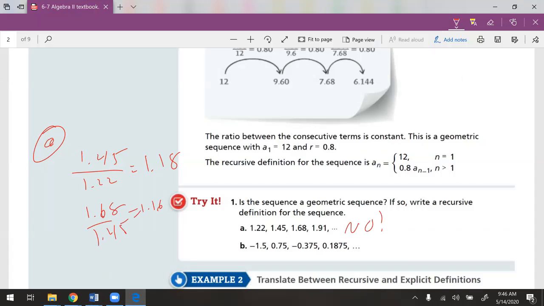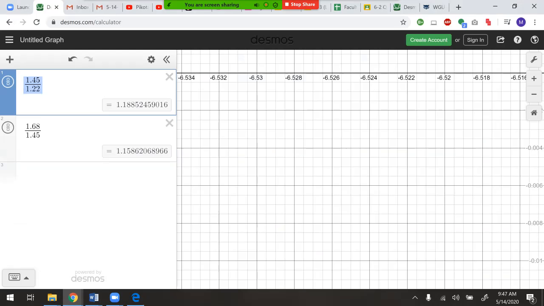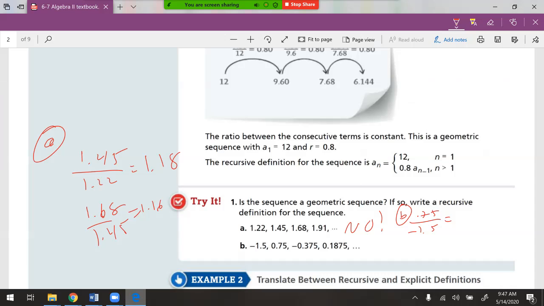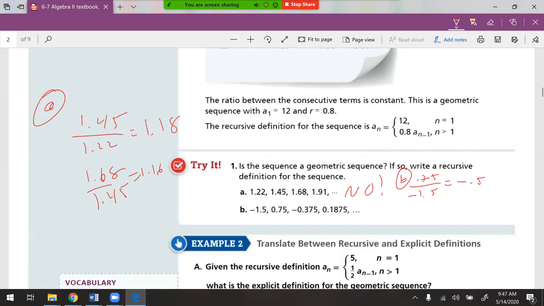So let's do part B over here. 0.75 over negative 1.5. That is going to equal, let's check it out real quick, 0.75 divided by negative 1.5. It's negative 0.5. The next one, negative 0.375 over 0.75, and that is also going to get you negative 0.5. So this is a geometric sequence.